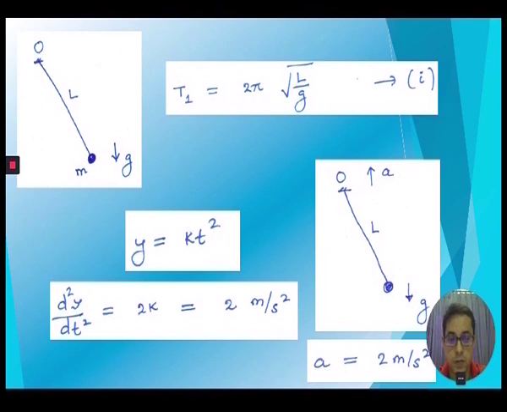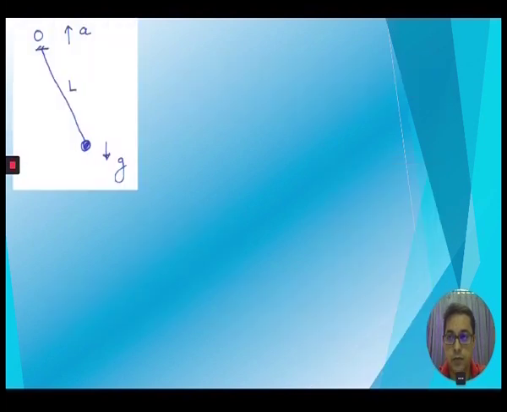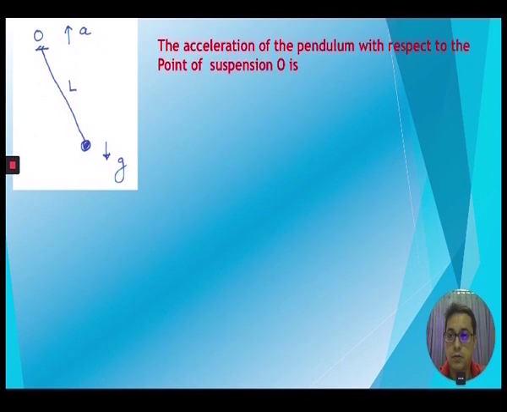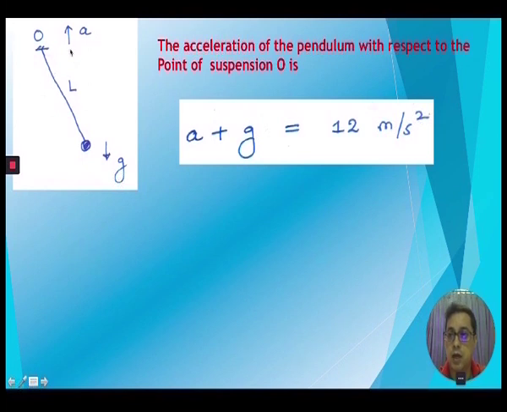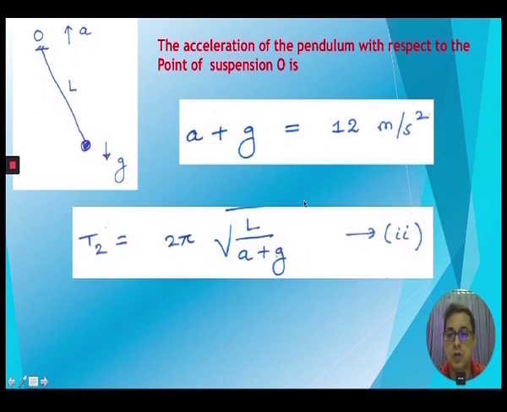The acceleration of the pendulum with respect to the point of suspension is what? It is simply a plus g. Because if I go to this frame, it is a plus g, that is a is 2, g is 10, so 12 meters per second square. So therefore the time period would be 2 pi root of L divided by this acceleration.